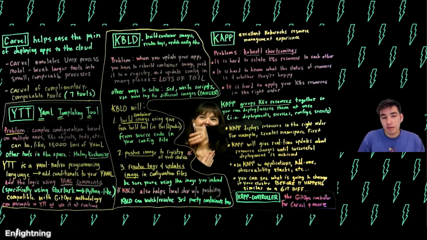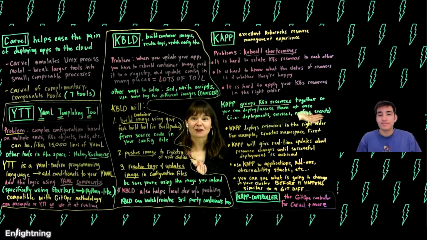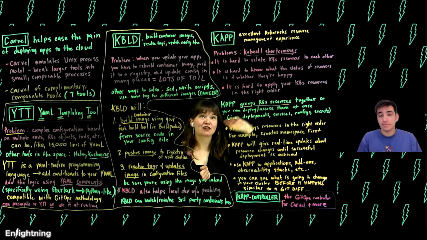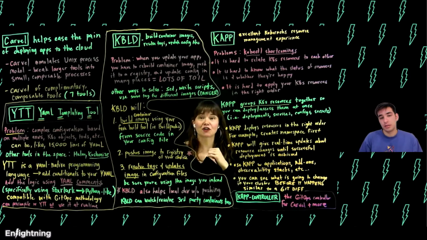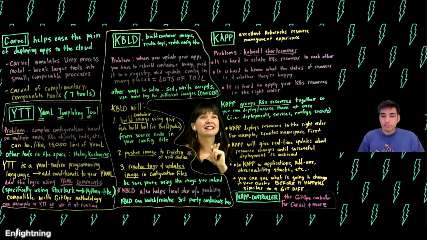And finally, we talked about kapp. kapp is an excellent Kubernetes resource management experience. The problem is that we have some shortcomings when we use kubectl. One is it's hard to relate the Kubernetes resources to each other. It's hard to know what the statuses of resources are and whether they're happy. And it's hard to apply the Kubernetes resources in the right order.